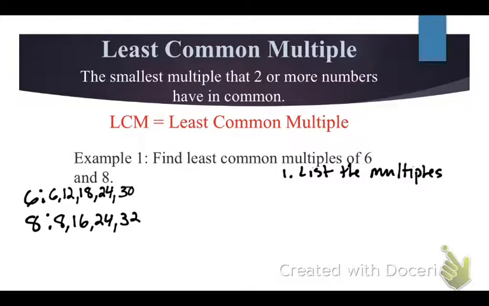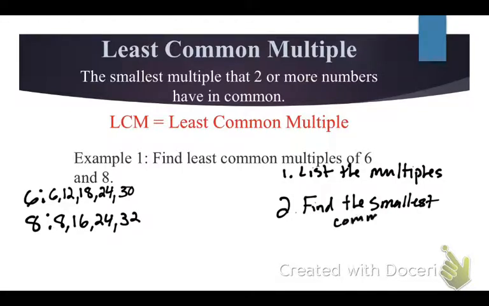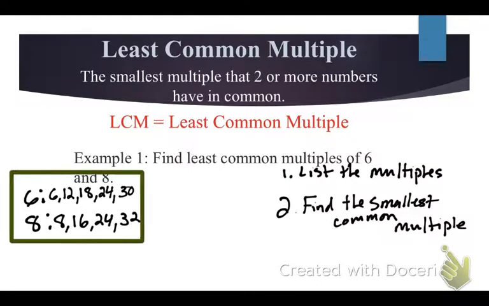And now I'm going to do step number 2. The next one is find the smallest common multiple. That's it. Those are our 2 steps. So we're going to list them out, and then we're going to find the one that's the smallest, and it's in both lists.